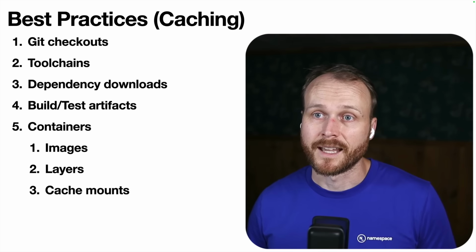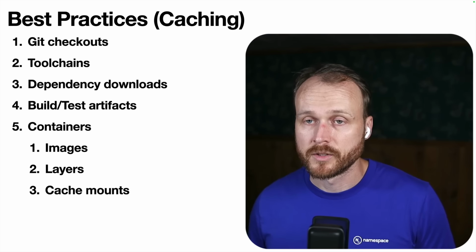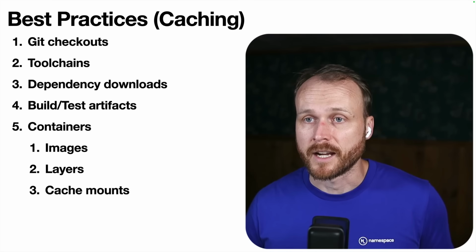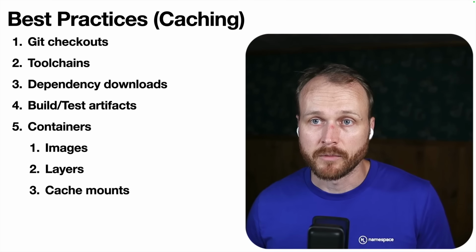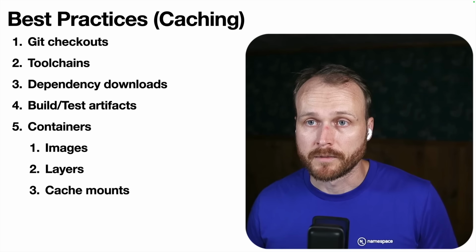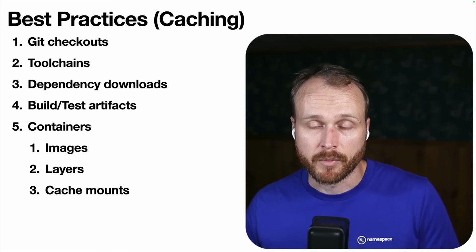Diving specifically into caching as a performance improving mechanism, there's a number of different types of things that you may want to cache depending on your project. One is Git checkout. If your repo is quite large, it can be helpful to have a cache with a reasonably recent copy of your repo so that each new workflow run only needs to pull in the delta when it performs the checkout action.